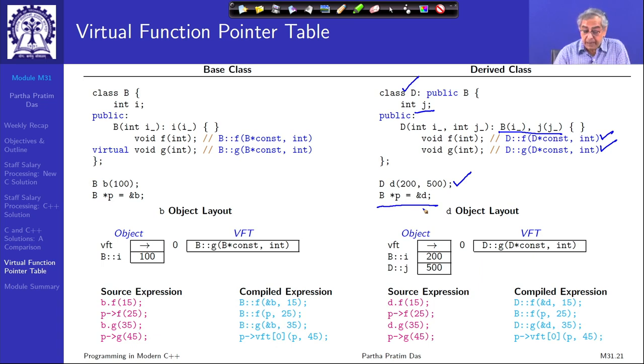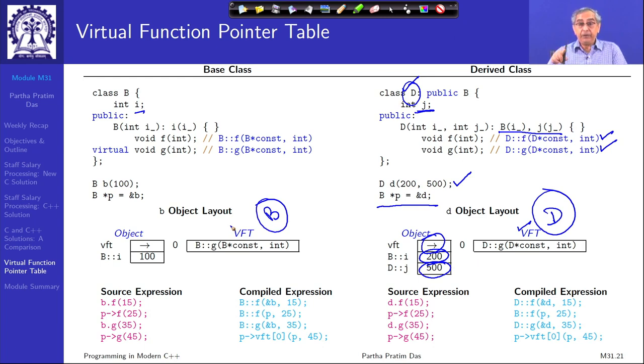So, what will I have? I will have in this object i and j. So, for i, B::i I have 200, I have 500, and this virtual function pointer table pointer points to the VFT of class D. This is of class D, this was of class B.